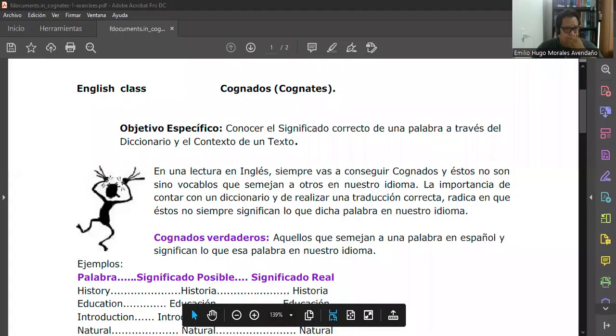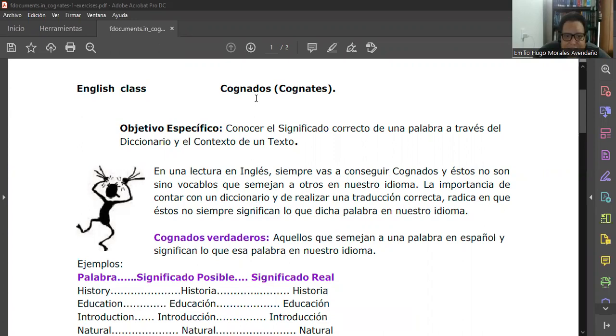Okay. Screen sharing now. Okay, I hope you can see my screen. Okay, as this document says, the specific objective in this class is to know the right meaning of a word through the dictionary and the context.